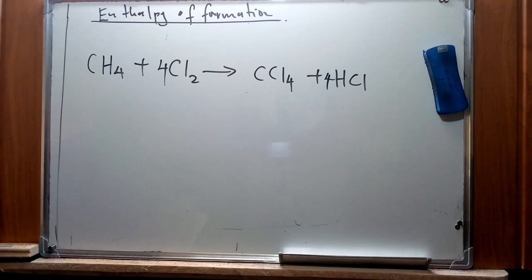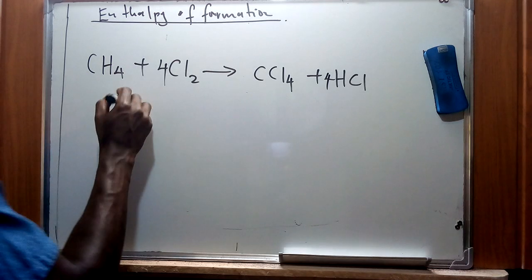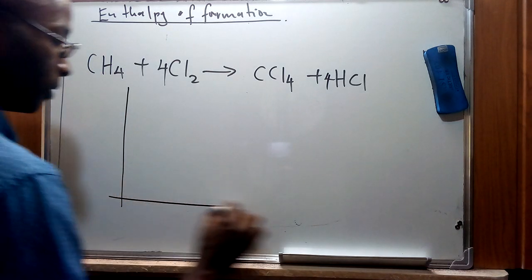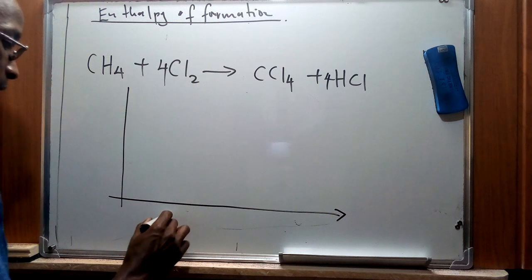So in representing this particular equation in the form of an energy level diagram, we're going to have energy in kilojoules plotted against the reaction path.